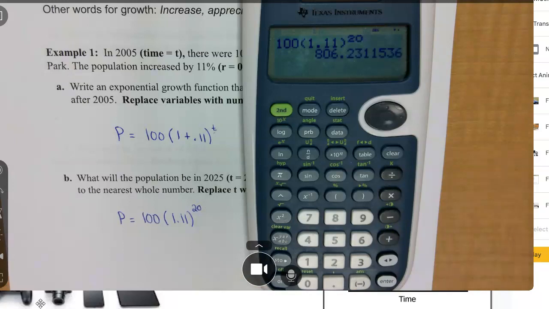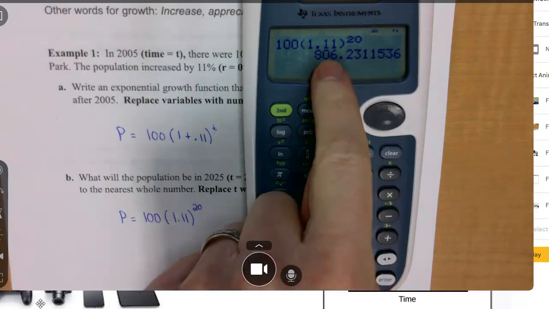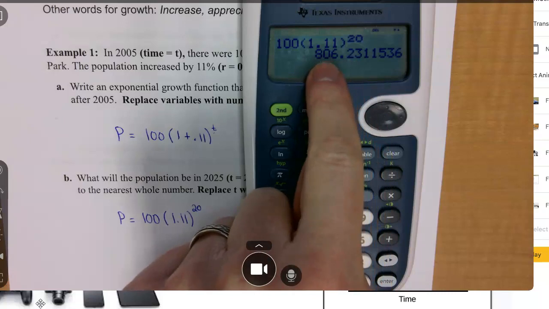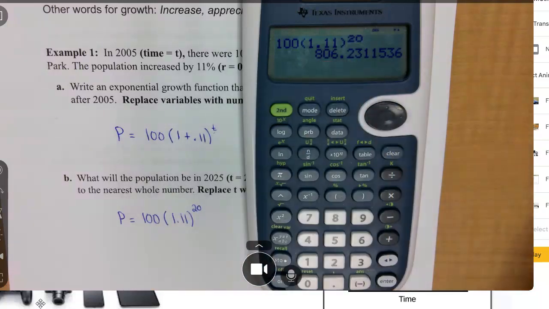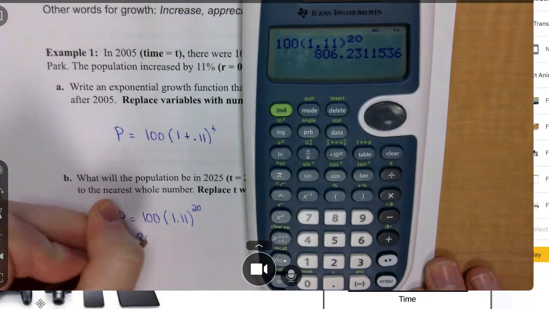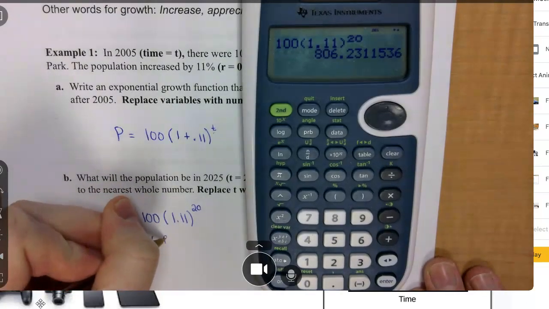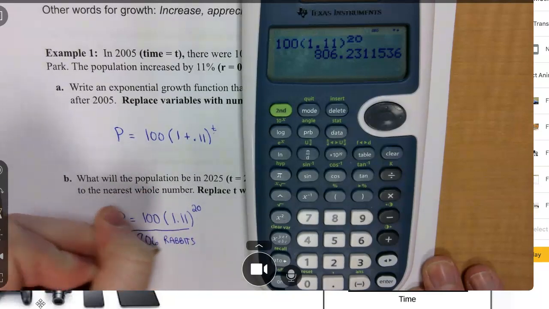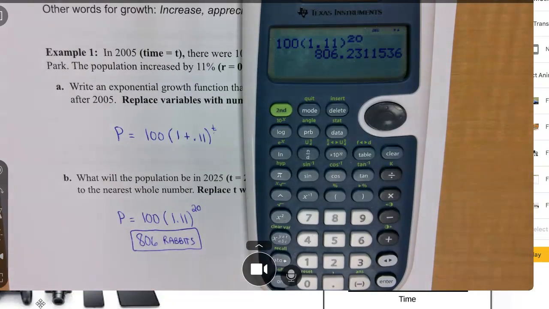Now that decimal, we don't want to write that decimal. We're talking about rabbits. So we would round this to 806 rabbits. I don't have enough rabbits to make the 807th rabbit, so I have enough though to say 806 rabbits. So that would be my final answer. After 20 years at this growth rate, there are now 806 rabbits in this park. So that's our first example of exponential growth.